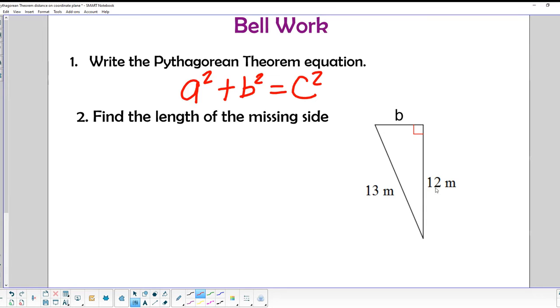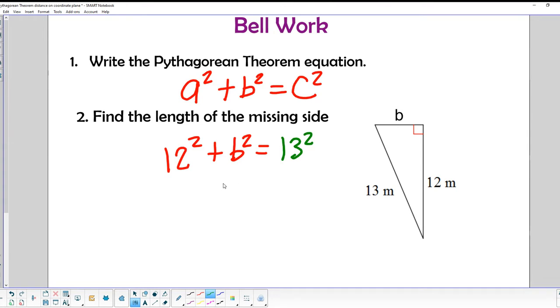So if I look at this, I happen to notice that I've got a and c, but I don't know what b is. So if we write this out, a would be 12. So 12 squared plus b squared equals c squared. And c squared happens to be 13. So I didn't want to put a c there. I want to put 13 squared there. So it's 13 squared.